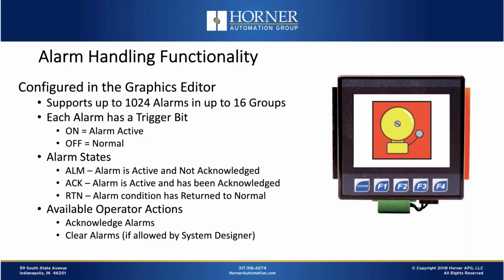Now we can support a fairly wide array of alarm conditions with up to 1,024 alarms in up to 16 groups. So you can have the alarms in one big group if you wish, or you can categorize or segregate them into different groups, up to 16, maybe because the machine has different functionality or multiple zones. It just might make sense to divide up those alarms into groups, or you can leave them all in one group if you choose.